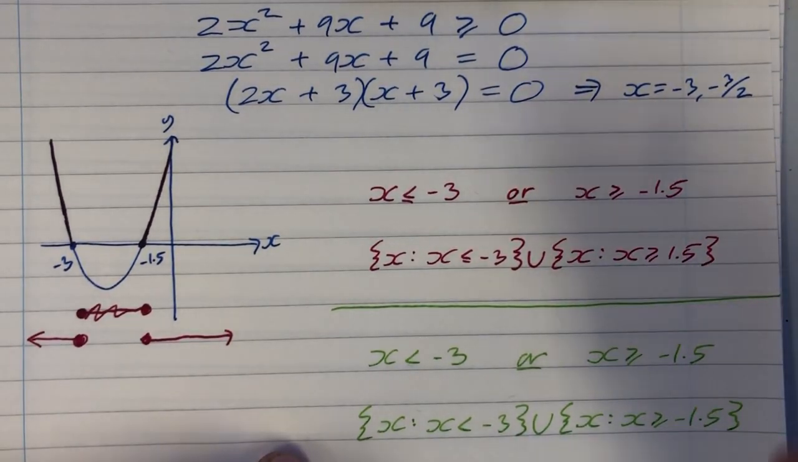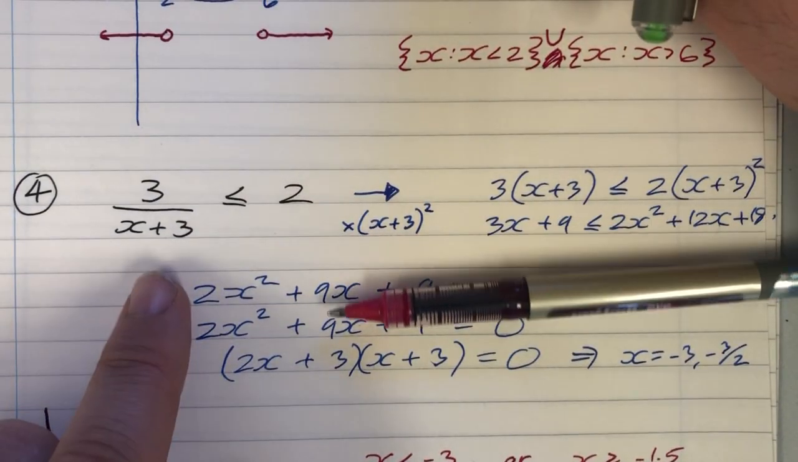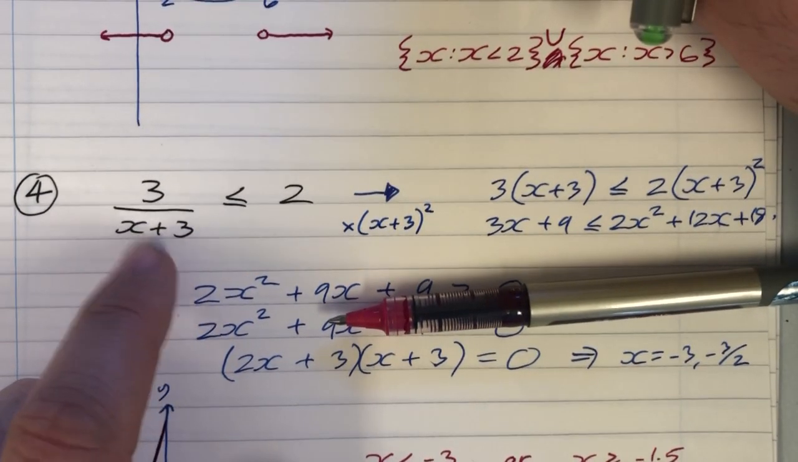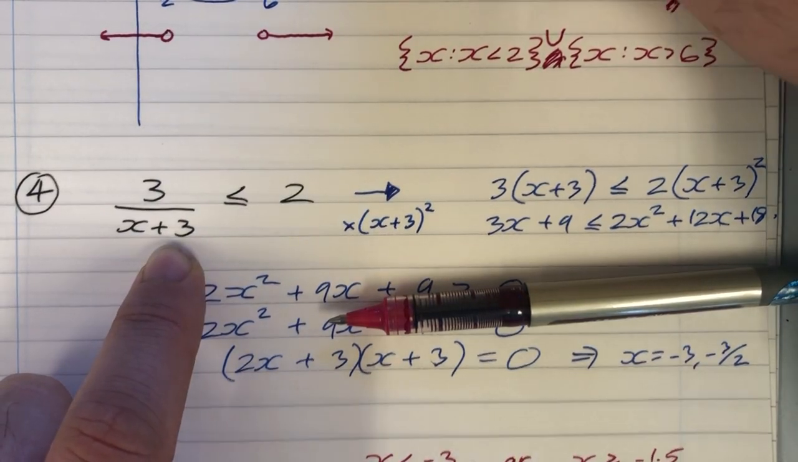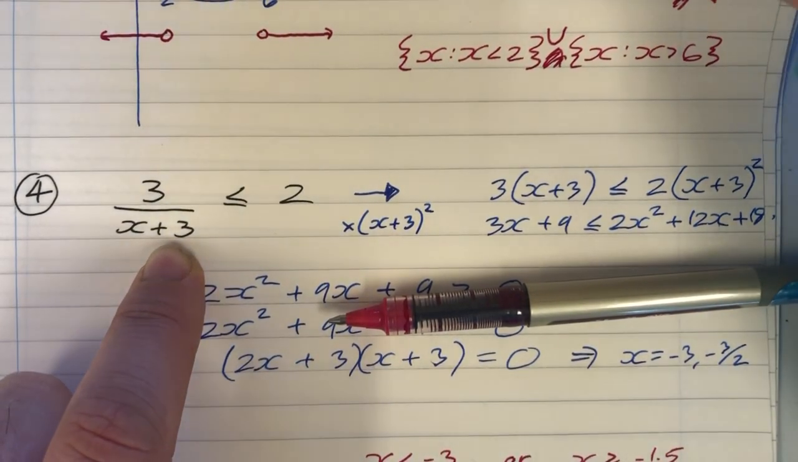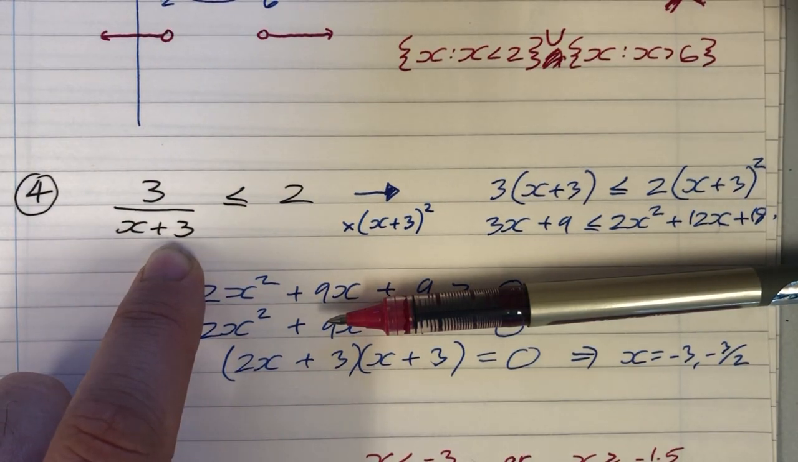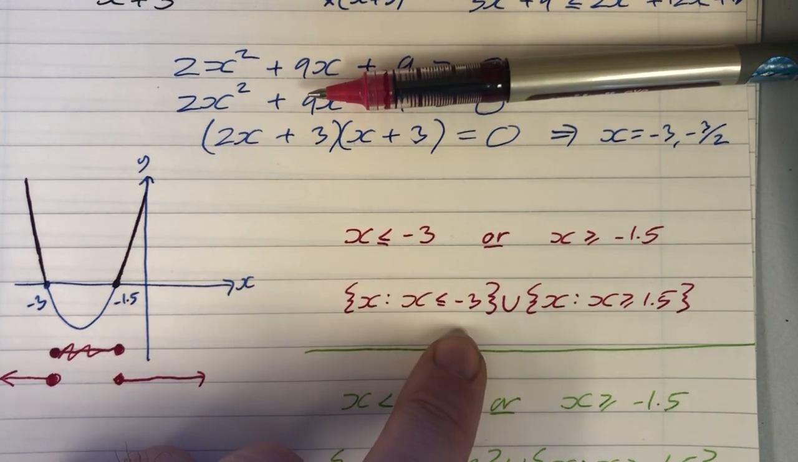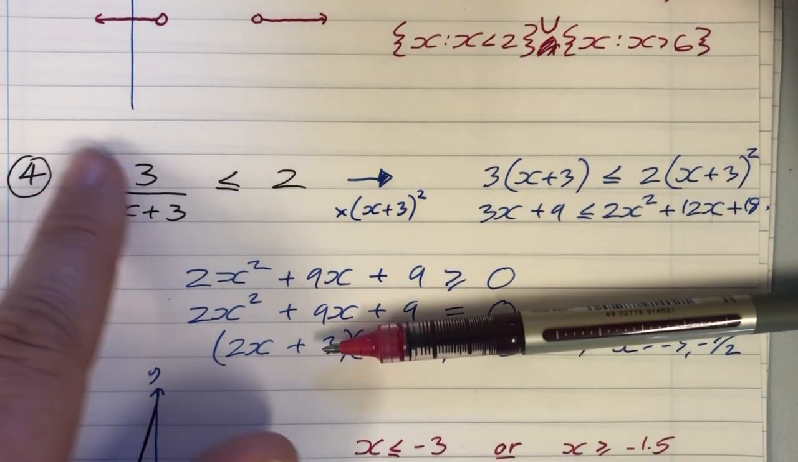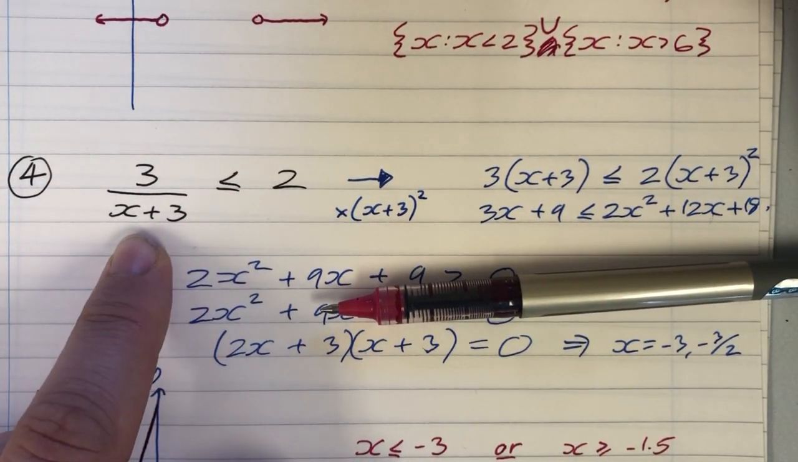So when you have a question like this, where it's really odd, you've got a denominator as a variable here, then you just need to be really careful with the final answer, because if you left it as this, you would indeed lose a mark, because minus 3 does not satisfy this inequality. So you need to be really careful.